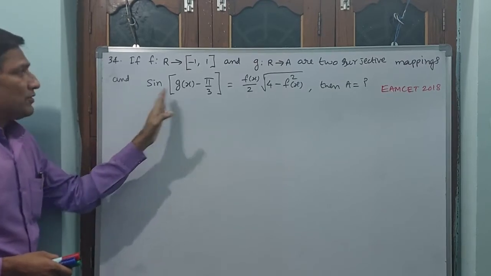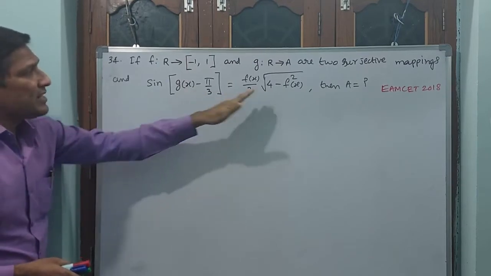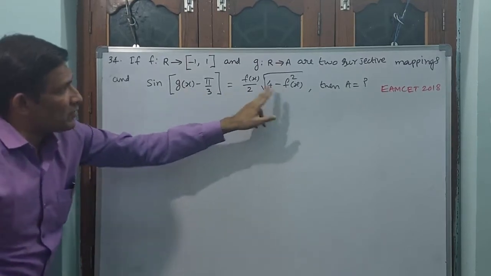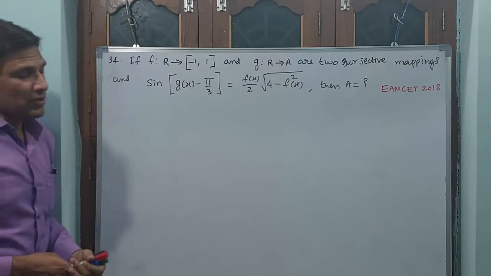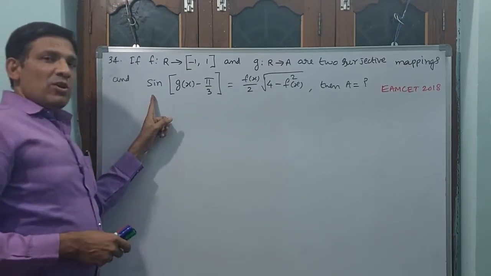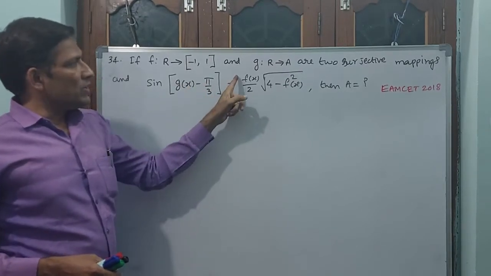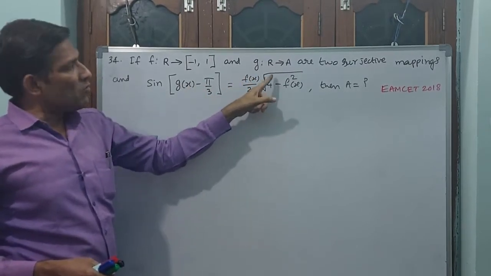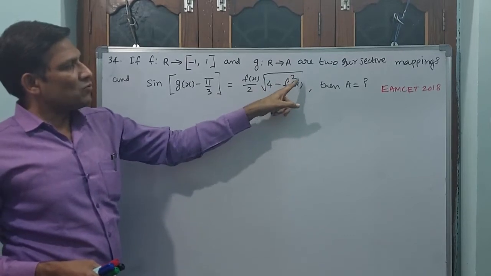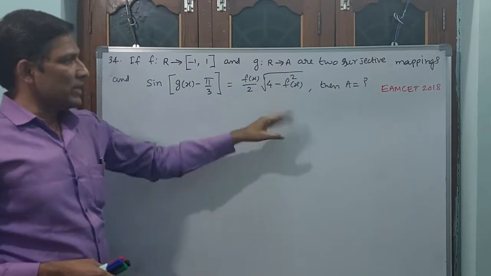Now come back again and see the two functions they have given. In one function g of x is there, in another function f of x is there, and f of x appears two times. Observe carefully. Both are equal. What is equal? Sin of g of x minus pi by 3 is equal to f of x by 2 into square root of 4 minus f of x whole square. Like that you have to take.